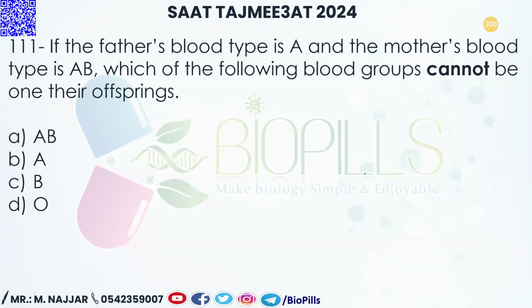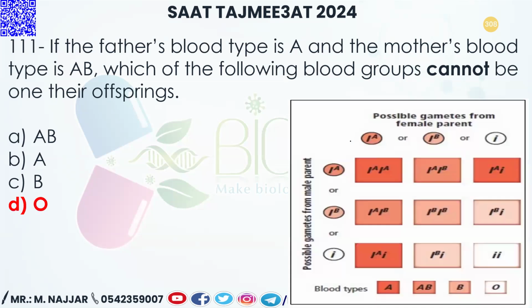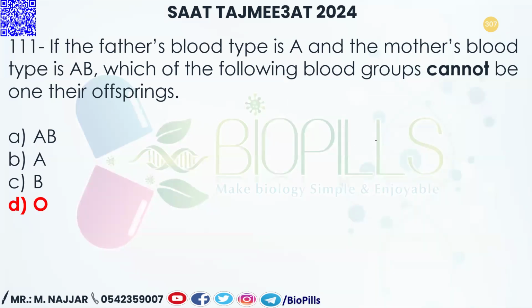If the father's blood type is A and the mother's blood type is AB, which of the following blood groups cannot be in their offspring? One is A and one is AB. There is no way to be O. How? Let's do it. We have two cases. First of all, your answer is correct. It's O, but I'd like to explain it here. Blood group AB is IA IB. This is the AB blood group.